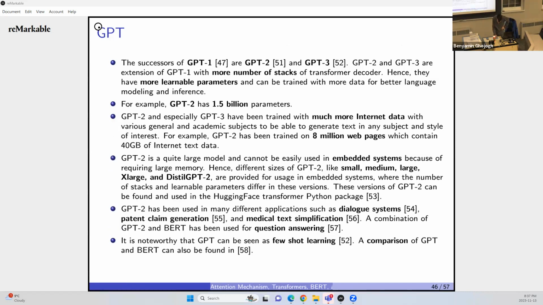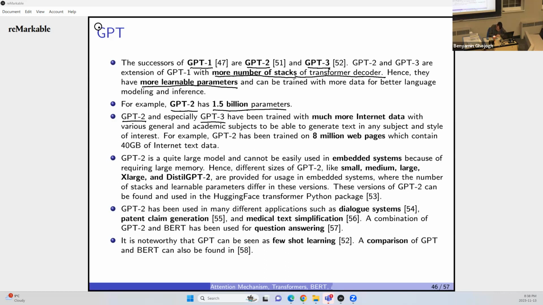The successors of GPT-1 were GPT-2 and GPT-3. Nowadays, we have GPT-4 too, right? GPT-2 and GPT-3 are extensions of GPT-1 with more stacks of transformer decoders. So they made it larger and larger because they wanted to train with more data and more learnable parameters, right? We are in the era of big data. That's why we need a lot of parameters to learn, right? GPT-2 has 1.5 billion parameters. What do I mean by parameters? Weights, neural network weights, right? 1.5 billion.